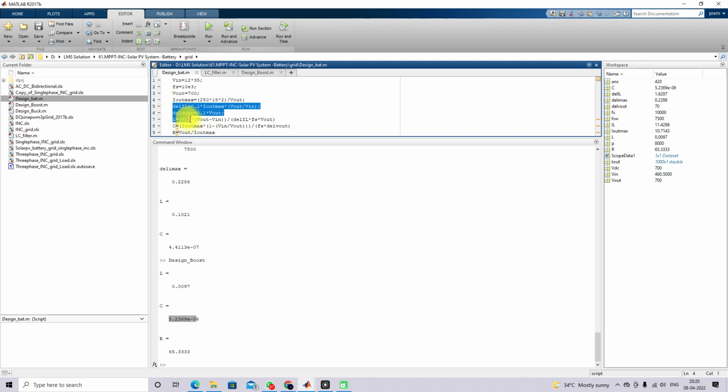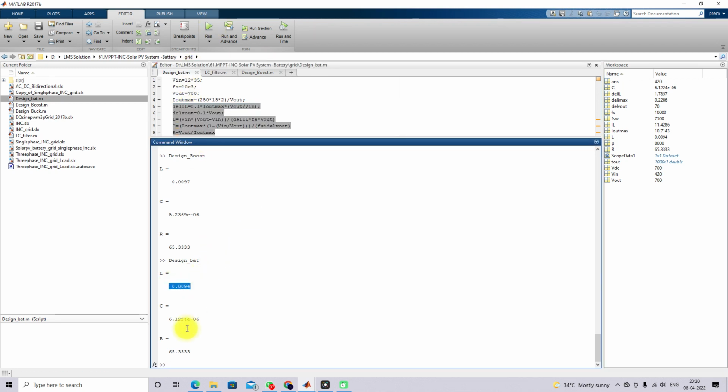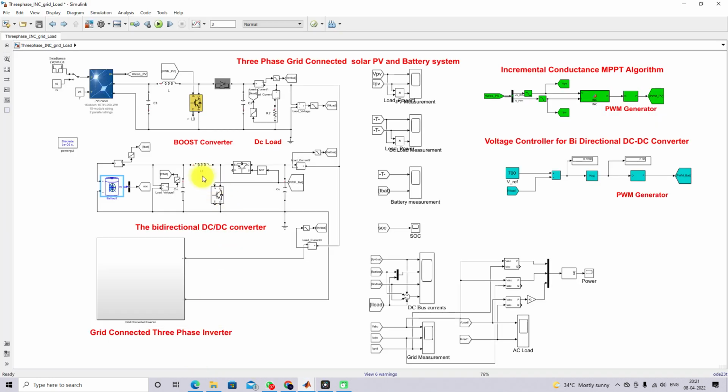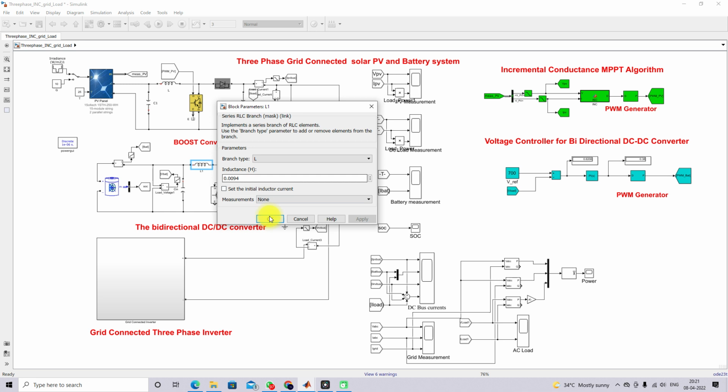So the remaining equations are the same, that means the bidirectional converter acts as a boost converter, but the current direction is going to be forward or reverse. It depends upon the power balance in the system. So I am going to simulate this model. After simulating this program, this is the LNC value for that bidirectional converter. That value is used here.